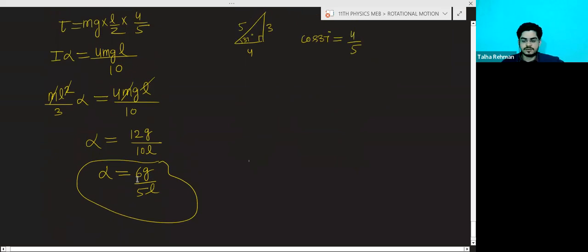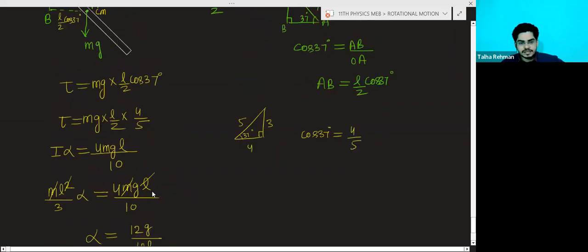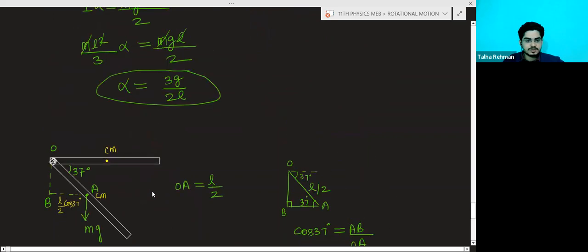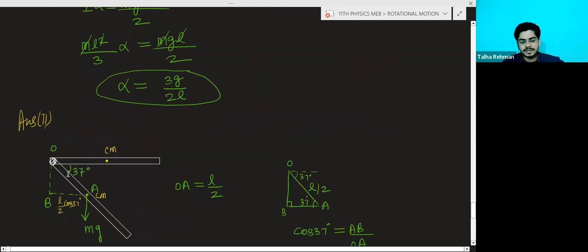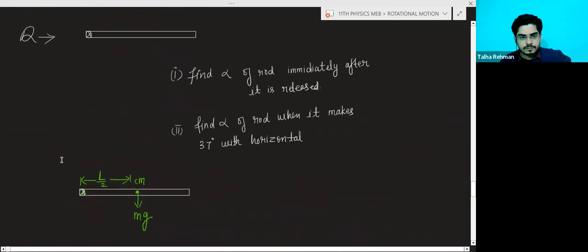So in this way, we can calculate the angular acceleration for the second case, when the rod is making an angle of 37 degrees. Weight will always act in the downward direction. For calculating the torque about this axis, we use force into perpendicular distance, which is equal to the torque about this axis, and that is equal to moment of inertia about this axis times alpha. Okay, write it down.